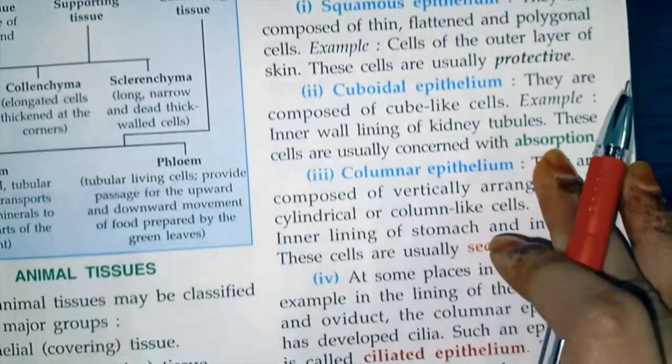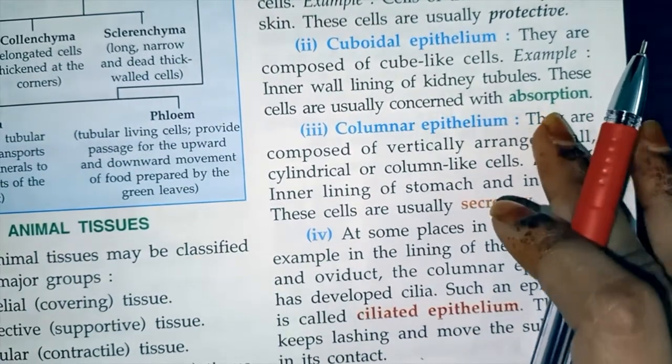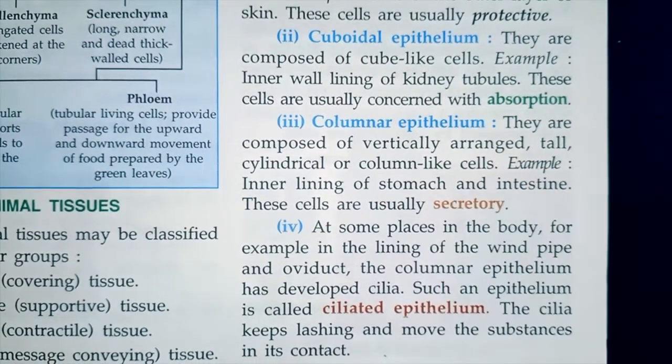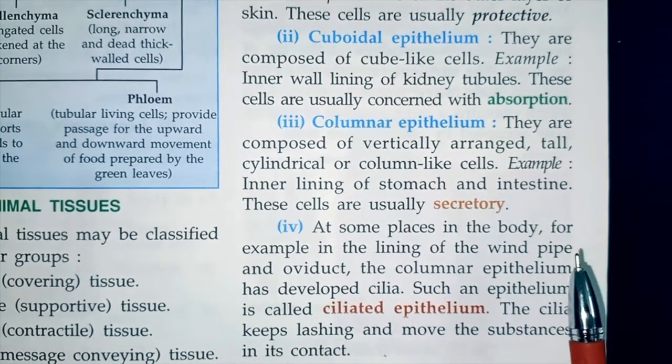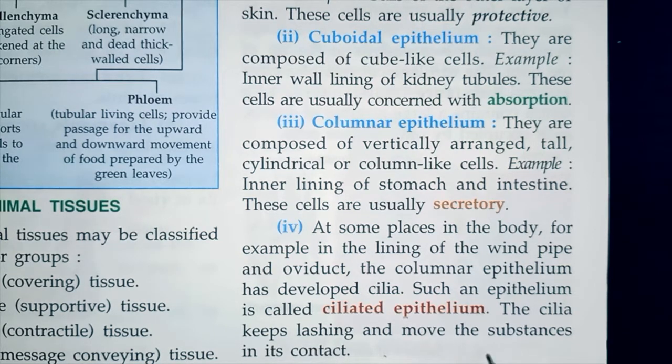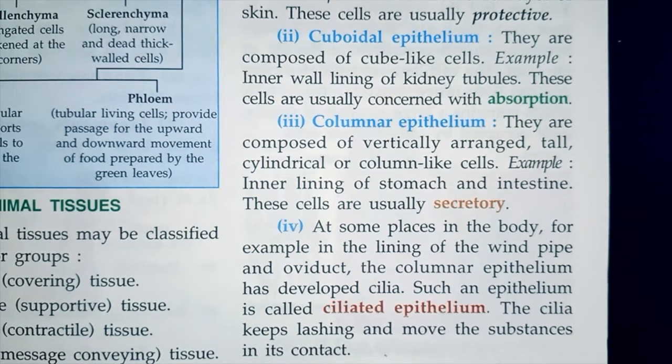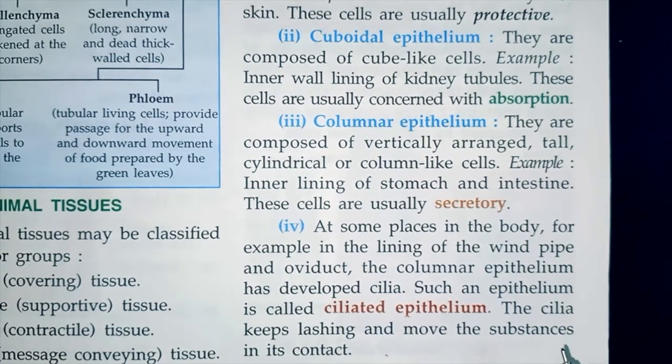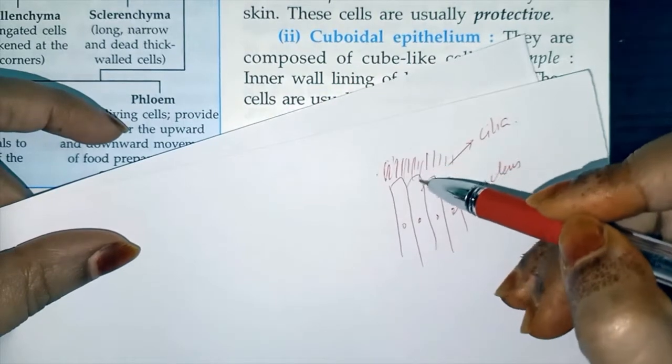Now number 4. Number 4 is ciliated epithelium. At some places in the body, for example, in the lining of the windpipe and oviduct, the columnar epithelium has developed cilia. Such an epithelium is called ciliated epithelium. The cilia keep lashing and move the substances in their contact. Why are they known as ciliated epithelium? Because of the presence of cilia. Cilia क्या होता है? Cilia are the hair-like structures. These are known as cilia.